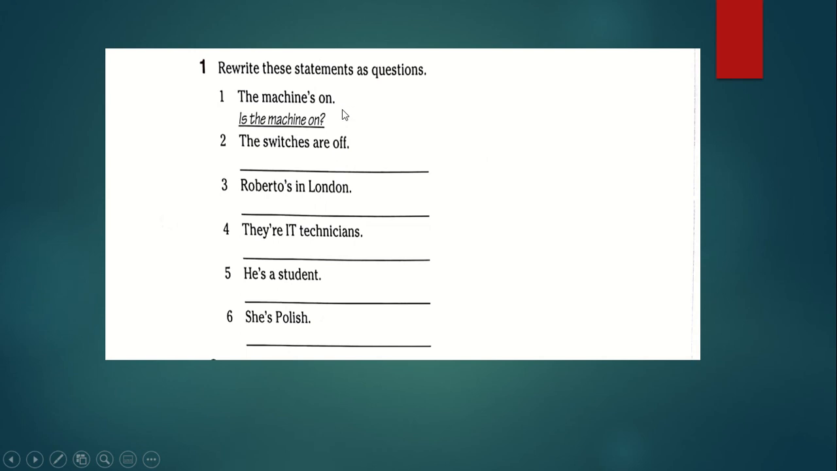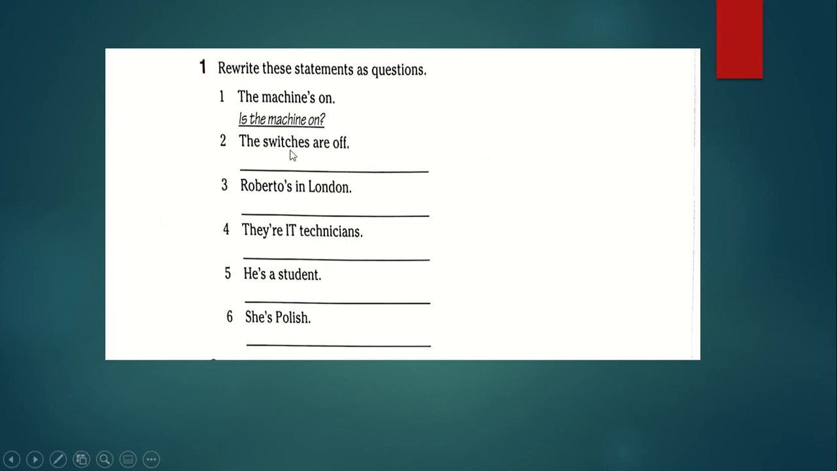The machine is on. This apostrophe is means is, so the machine is on. We need to make it a question, so we take this is and we put it at the beginning of the sentence, so it becomes is the machine on, and it becomes a question. هل الماكينة تعمل? Is the machine on? And the answer should be yes or no. That's why we call them yes or no questions.